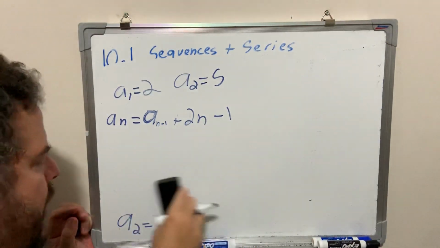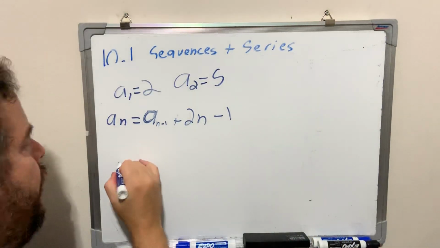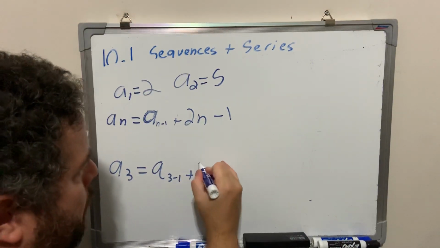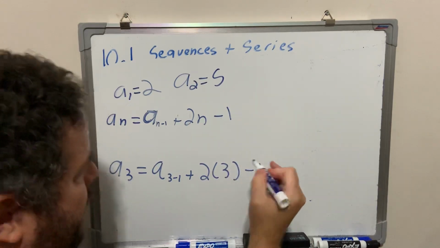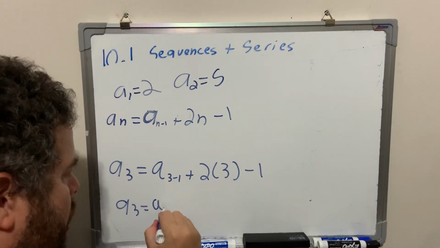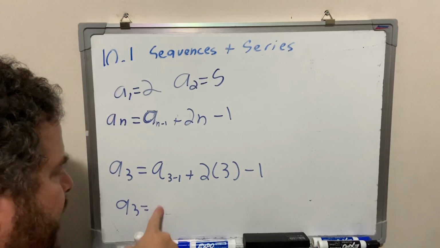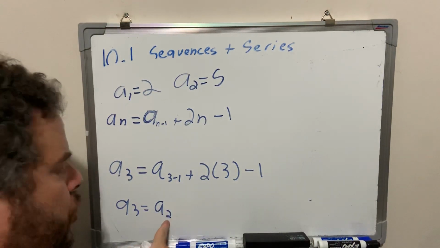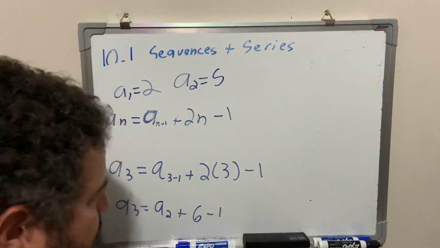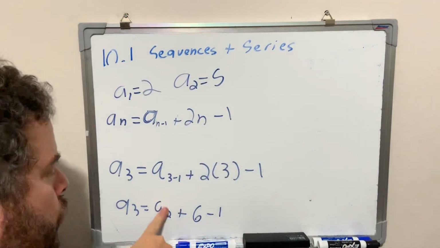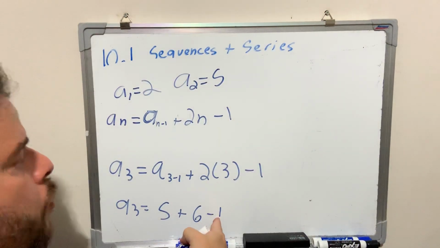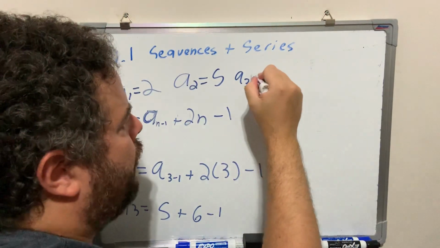So now let's try to find, using recursion, the third term. A3 equals A3 minus 1 plus 2 times 3 minus 1. The third term is equal to 3 minus 1, 2. Again, here's where the recursion kicks in. Now I'm using A2 instead of the first term, A1, plus 6 minus 1. I know that A2 is 5. 5 plus 6 is 11, minus 1 is 10. So I know that my third term is 10.